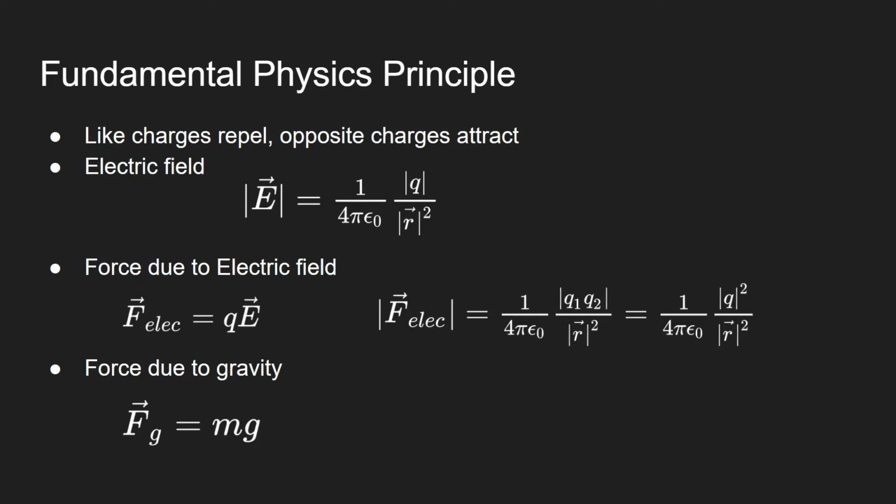The fundamental physics principle discussed in this experiment is that like charges repel and opposite charges attract, and the idea of electric field, and we can calculate the magnitude of force due to electric field using the formula 1/4 pi epsilon times q squared over distance squared. And lastly, we can calculate the force due to gravity using mass times gravitational acceleration.